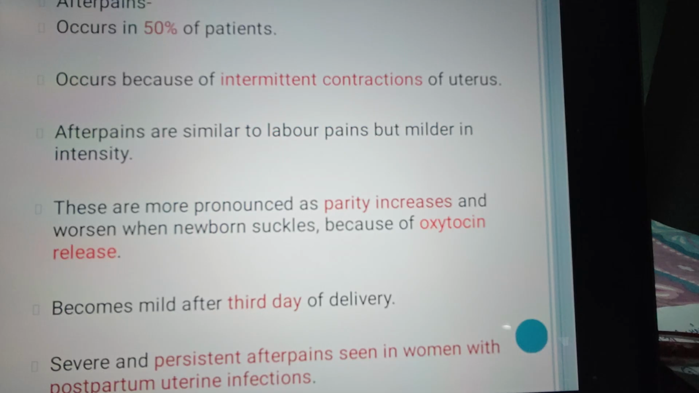So what does oxytocin do? Oxytocin receptors are present on the uterus, and when the newborn suckles the breast, there is release of oxytocin from the maternal pituitary, and this oxytocin acts on the uterus and causes contractions. Hence when the parity is more, the contractions are more, meaning after pains are more. These after pains become mild after the third day of delivery, and if these after pains are severe and persistent, then postpartum uterine infections are suspected and have to be ruled out.